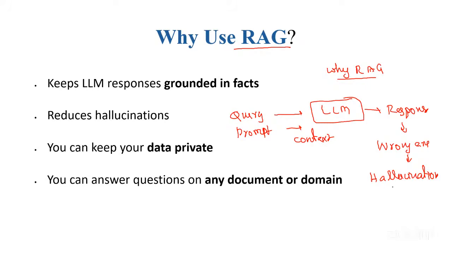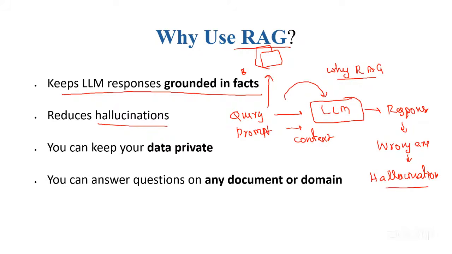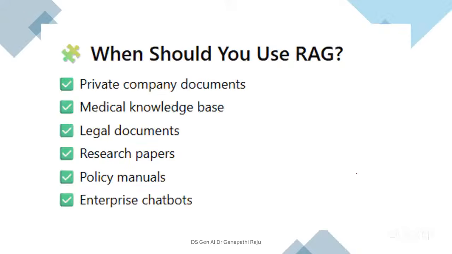To reduce these hallucinations, instead of communicating directly with the LLM, first our query will be communicated with our own knowledge base. That is what I told here: keep the LLM's responses grounded in facts. That is reason number one. Whatever responses we get with RAG have correct information and reduce hallucination. Also, we can keep our data private, and we can answer any question on any document or any domain. This is the power of RAG. Can you respond to me?